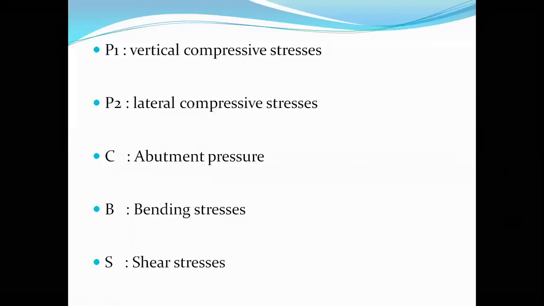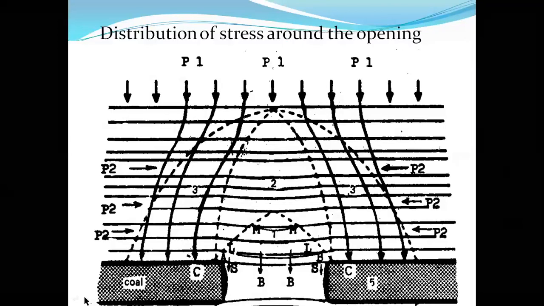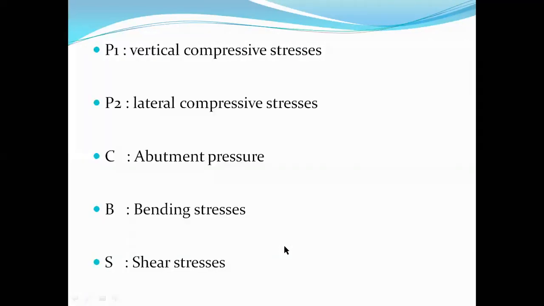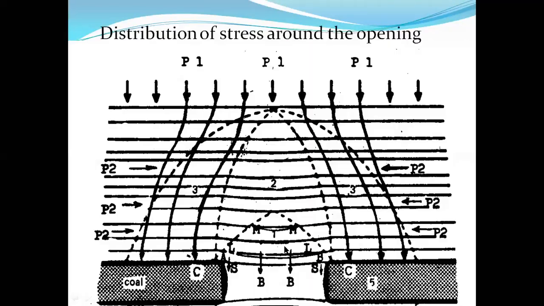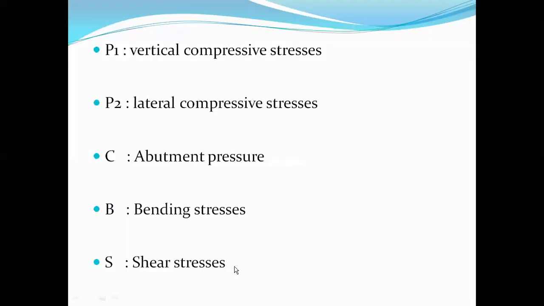Next one is C, the abutment pressure. Yes, this part. Next one is bending stresses. B is the bending, because that's exactly where the sag took place. And the last one is S, the shear. See this portion, it gets sheared off. That's why it is called shear. These are the different stresses which were acting, the notation of different stresses that were represented in the diagram.